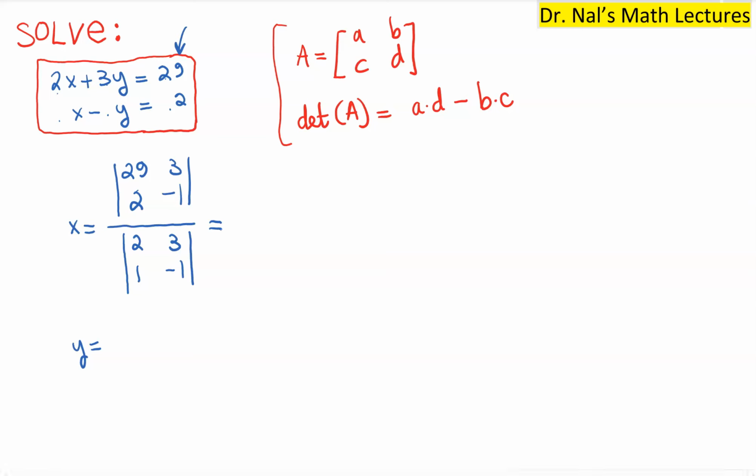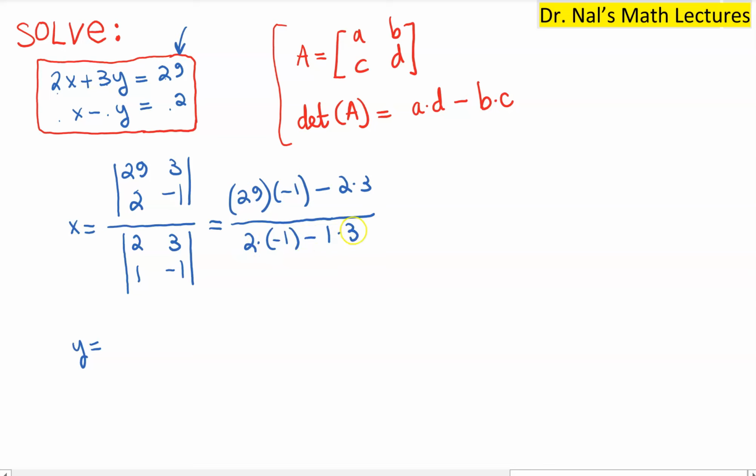Let's quickly make a calculation for x. We have solved this problem previously and found x equals 7 and y equals 5. Let's see if we can get to the same result. So in the numerator, 29 times minus 1, minus 2 times 3. For the denominator, 2 times minus 1 minus 1 times 3. That is 29 times minus 1 is minus 29, minus 6, all divided by minus 2 minus 3. That's just minus 35 divided by minus 5, and indeed this comes out as 7.